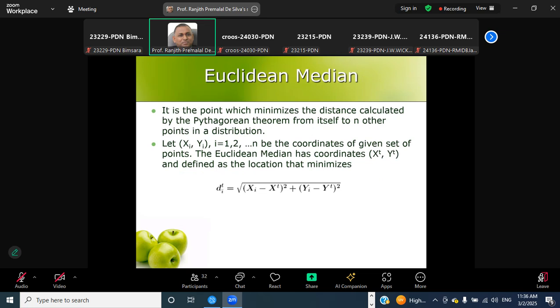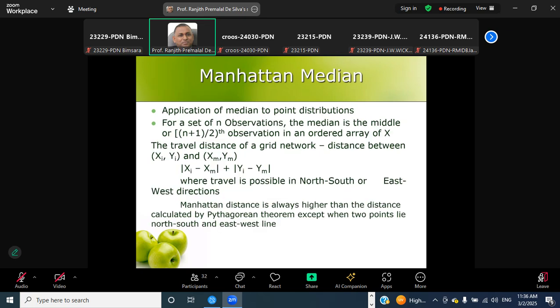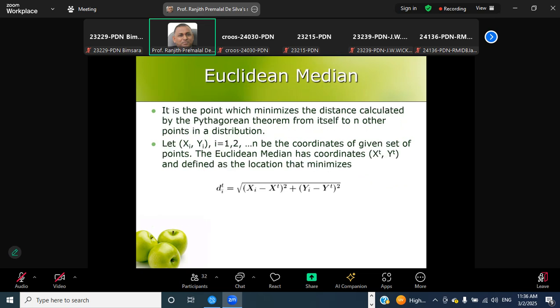It is the point which minimizes the distance calculated by Pythagorean theorem from itself to n other points in a distribution. That is the Euclidean median. Now we look at the Euclidean median. Manhattan is only the distance in south and north direction. Euclidean median is the point which minimizes the distance by the Pythagorean theorem.